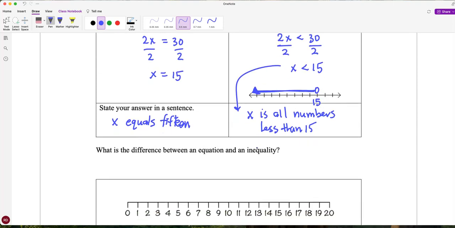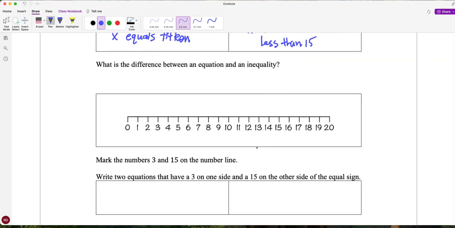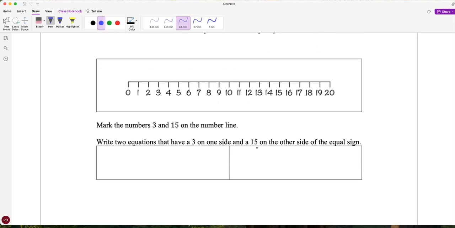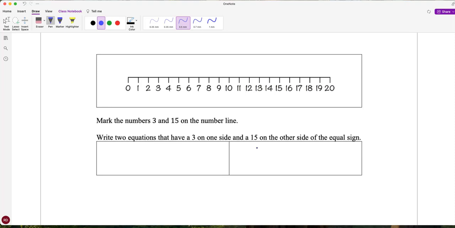So one difference between an equation and an inequality: an equation typically has a solution. Here's the answer. With an inequality, it's a region or a range of numbers, okay? So let's look at this. Let's mark the numbers 3 and 15 on the number line. Here's the number 3. Here's the number 15, okay?